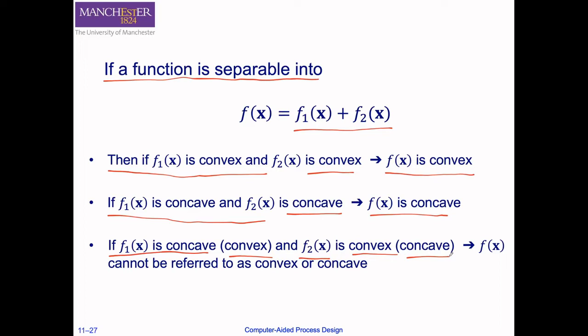In this situation, if we want to determine if the function f(x) is convex or concave, we need to calculate the eigenvalues of the Hessian matrix of this function f(x). Based on the values of the eigenvalues, we can determine if the function f(x) is convex or concave. This has been discussed previously.